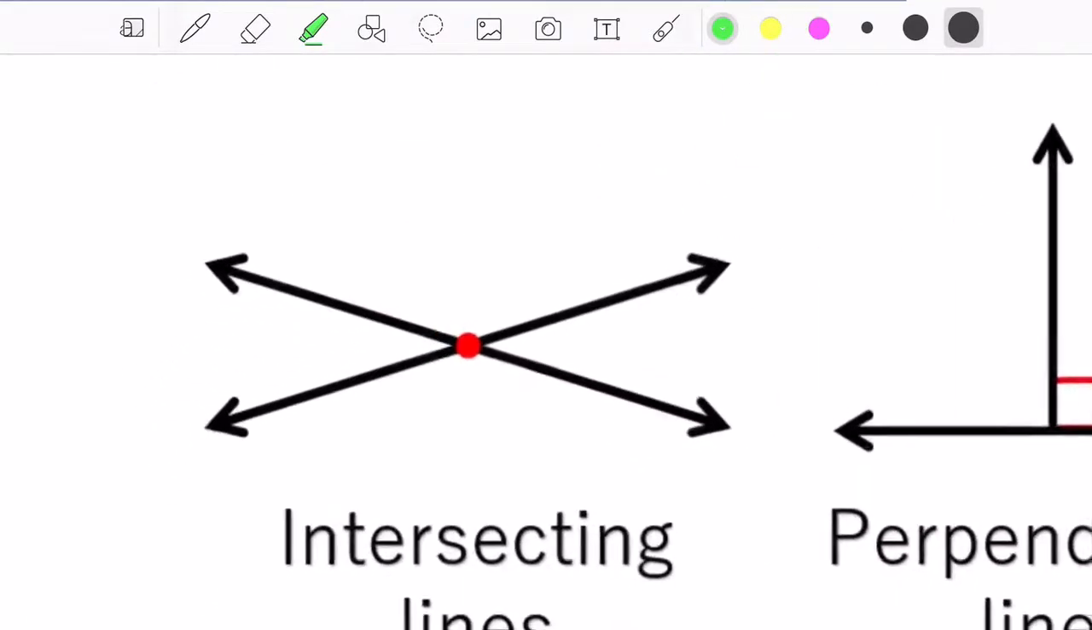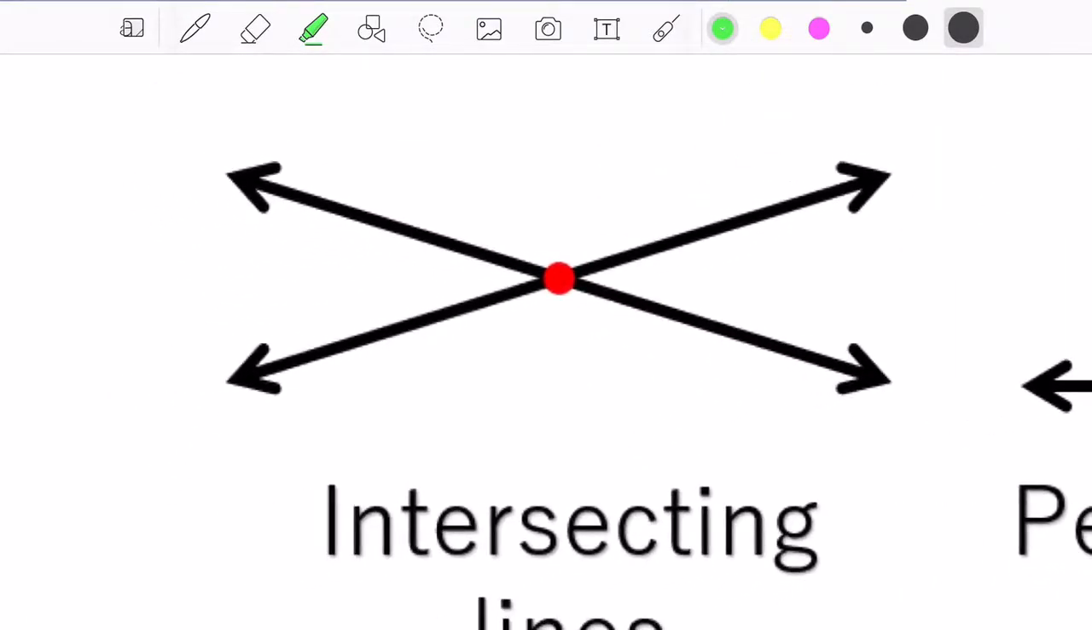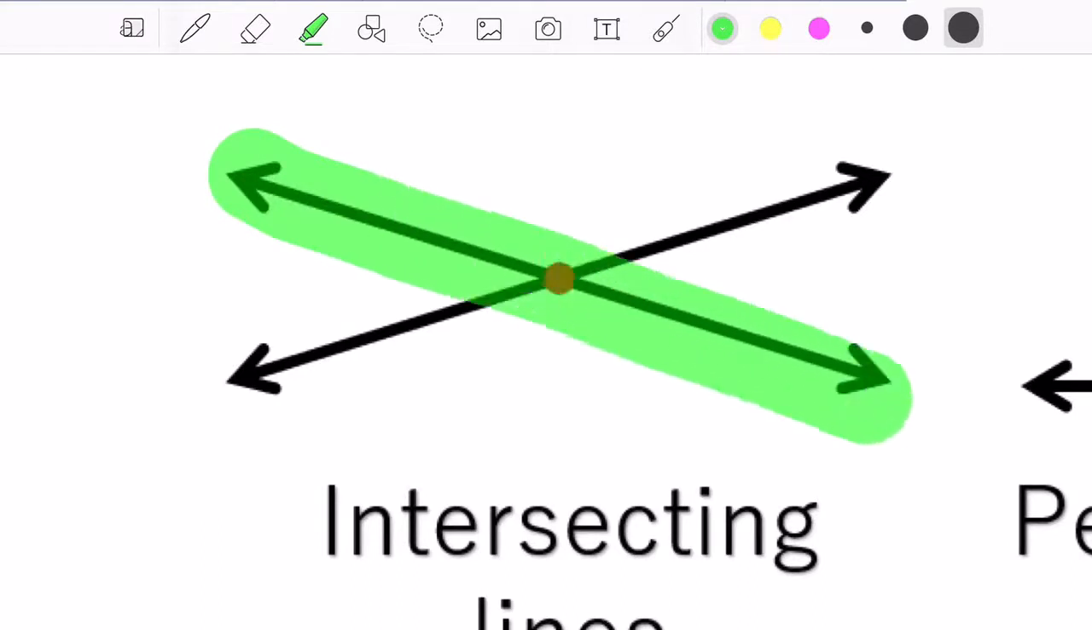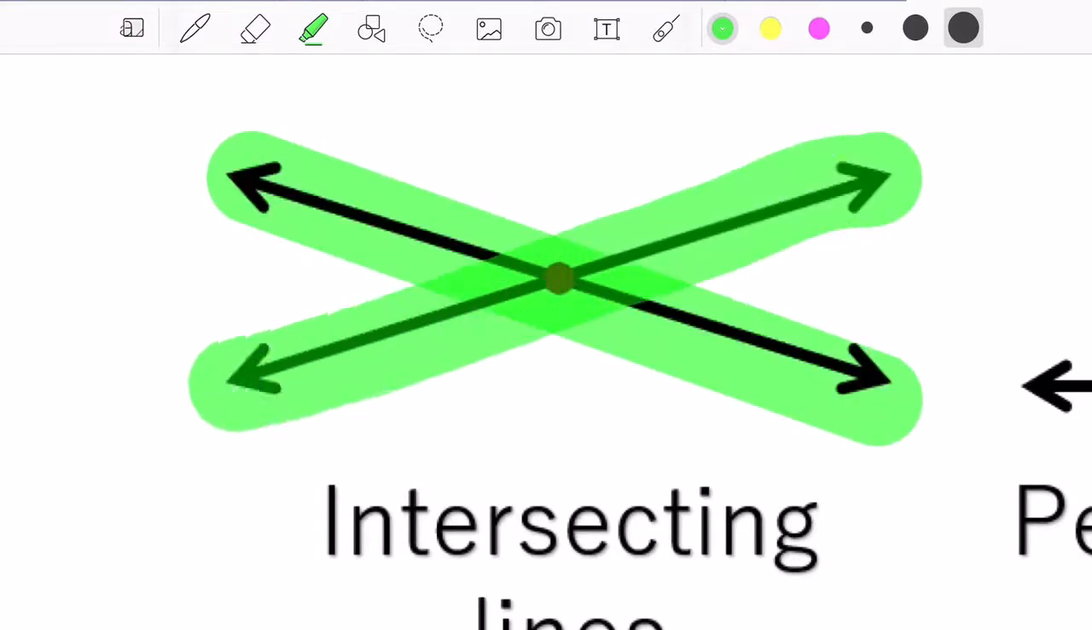Next, we have intersecting lines. These are lines which go across each other. And there is a point of intersection, which is a red dot in this case.